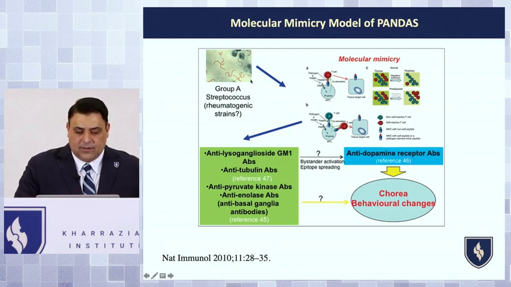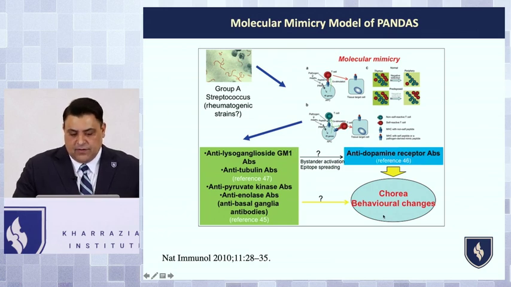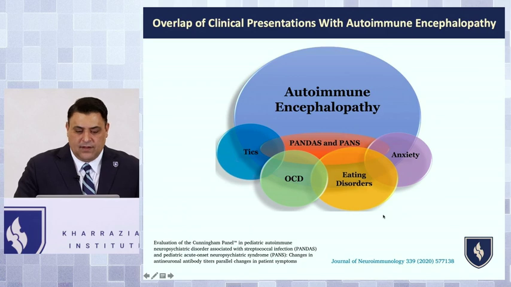So antibodies made against Streptococcus can also bind to anti-dopamine receptors. And these autoimmune target proteins, like anti-lysoganglioside, antitubulin, and antienolase, are all similar in amino acid sequence to Streptococcus. So those antibodies get made and they can cross into the brain. Then you have cross-reactive changes and you can get behavioral changes and hyperkinetic movement disorders.